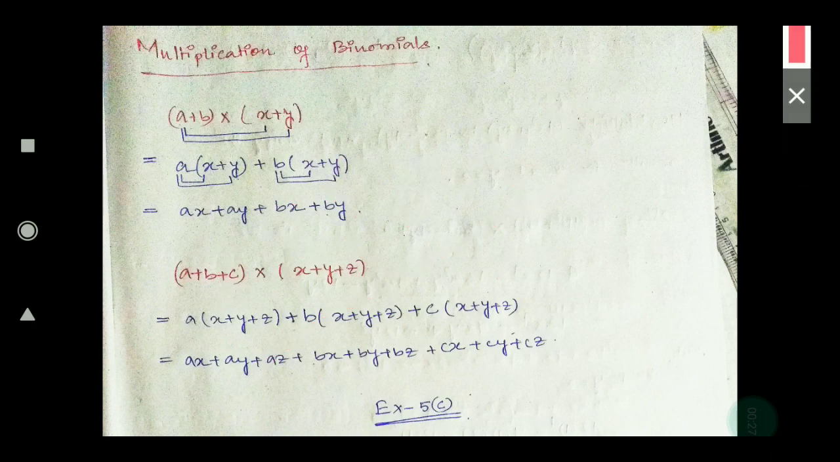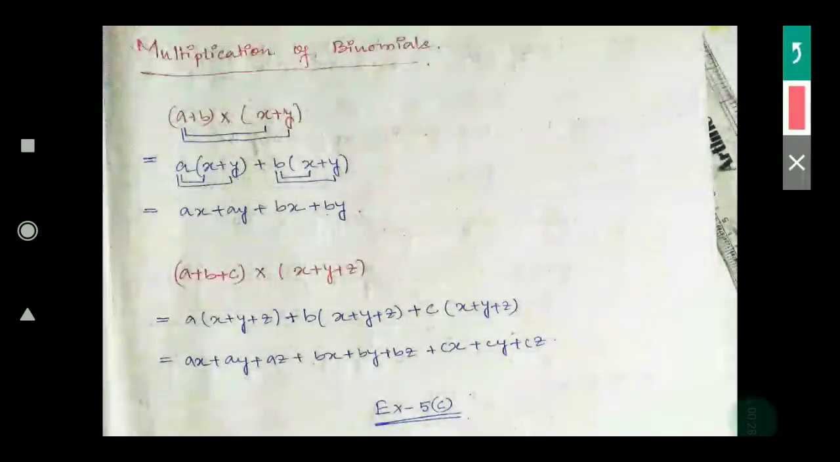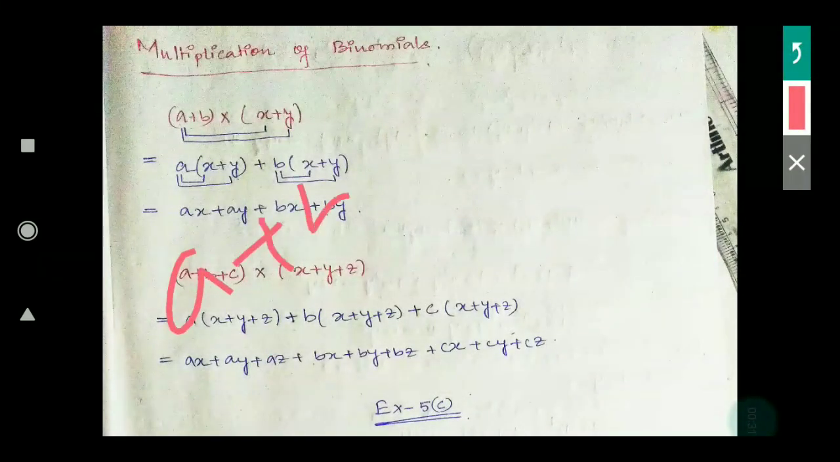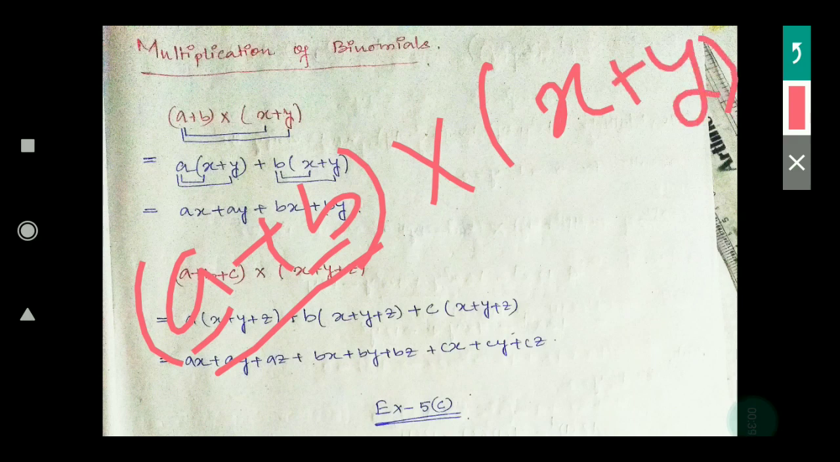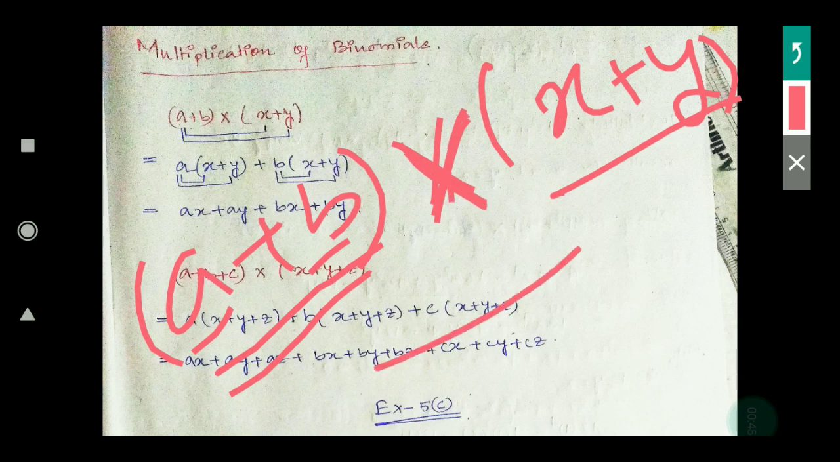But in this exercise we are going to discuss multiplication of binomials. Suppose here it is given a plus b, which is a binomial, one term and another term, two terms, and another binomial, suppose x plus y. So this is one binomial, and this is also one binomial. How to multiply them, we will discuss in this exercise.